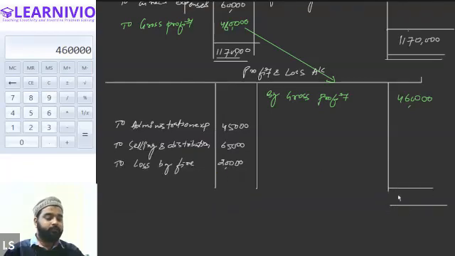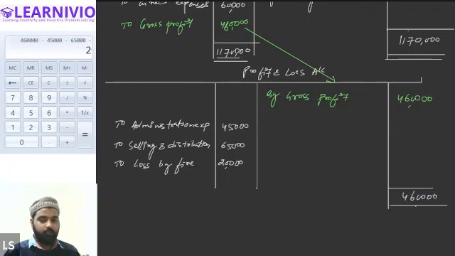Now, since there is no other expense and income given in the question, I will simply tally the account. First of all, I will total the credit side, 4,60,000. And out of 4,60,000, I will be reducing the values shown on the debit side. So out of 4,60,000, I will first reduce 45,000, then 65,000, then 20,000. So the answer will be 3,30,000.